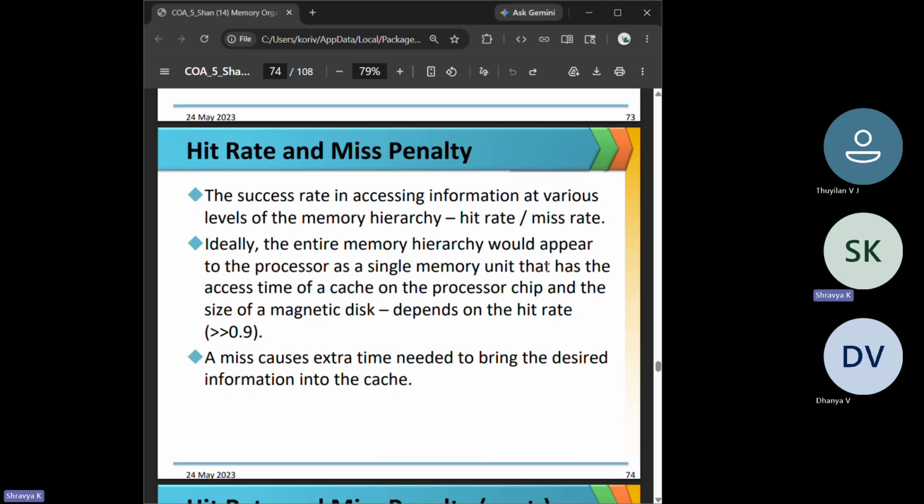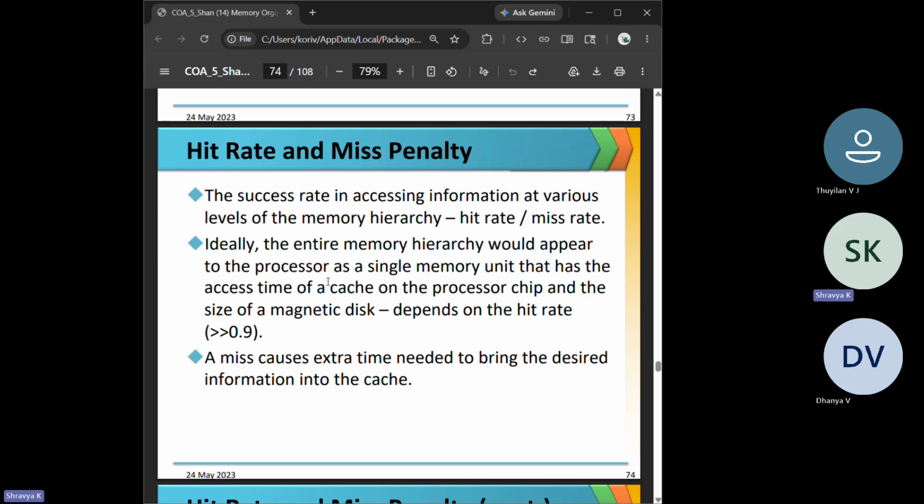So the hit rate and the miss penalty, right? The success rate in accessing information at various levels of the memory hierarchy is called the hit rate or the miss rate. Ideally, the entire memory hierarchy would appear to the processor as a single memory unit that has the access time of a cache on the processor chip and the size of the magnetic disk, and that depends on the hit rate. In the ideal scenario, we want the access time of the processor, which is the fastest, and the size of the magnetic disk, which is the largest and the slowest. So we want the largest and the fastest.